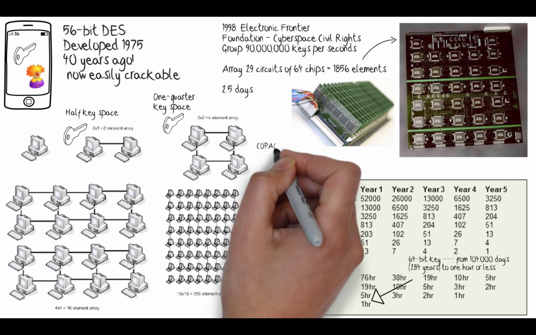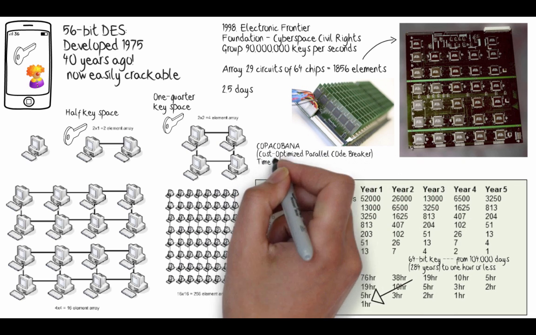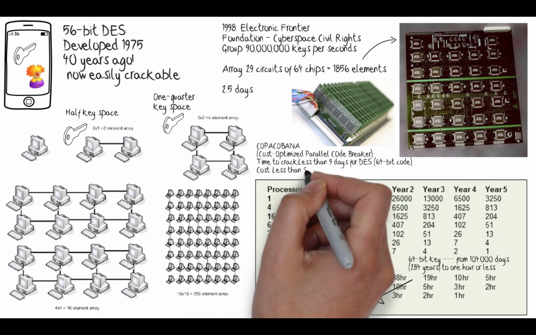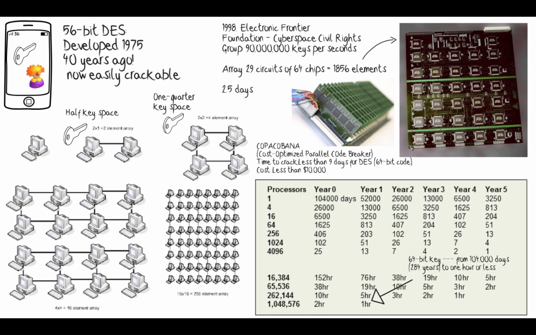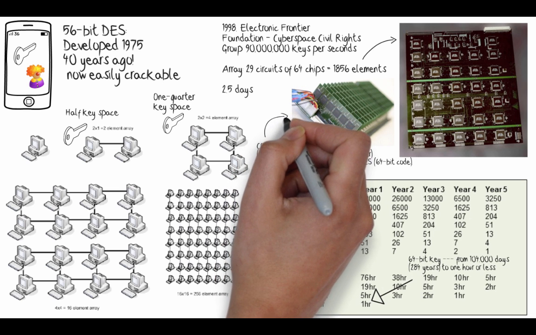These days we can get this device here, a Copacabana machine. It's massively parallel, and it takes about 9 days for a 64-bit DES to be cracked, and it costs less than $10,000. So we can see that these machines are getting much more powerful and can parallelize the computation. So let's have a look at the current state of the art in cracking, and we'll have a look at a little bit of history.